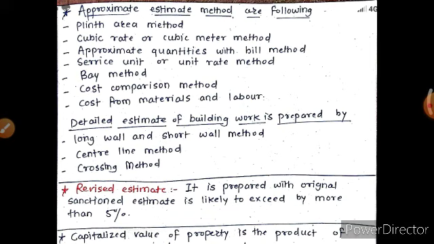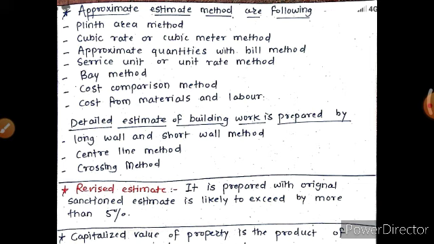Okay. The next is approximate estimate methods, which are as follows: plinth area method, cubic rate or cubic meter method, approximate quantities with bill method, service unit or unit rate method, bay method, cost comparison method, and cost from materials and labor. These are approximate estimation methods.